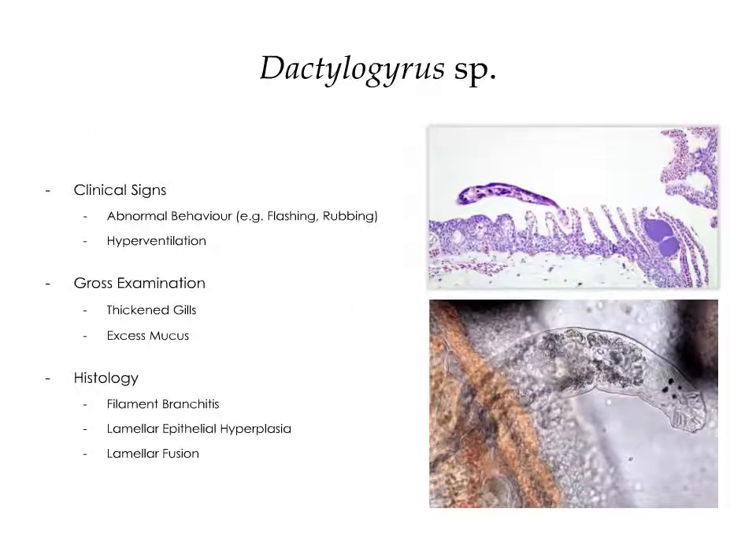Clinical signs associated with infection include abnormal behavior and hyperventilation. Examples of abnormal behavior include flashing and rubbing, which is characteristic of parasitic infection. On gross examination, the gill filaments are thickened. There's also excess mucus production. Histologically, there's widespread filament bronchitis, with associated lamellar epithelial hyperplasia and lamellar fusion. The images to the right are examples of histological sections and gill clips, demonstrating the parasite in situ.